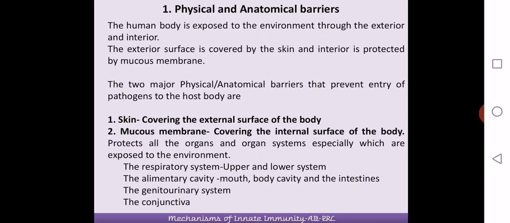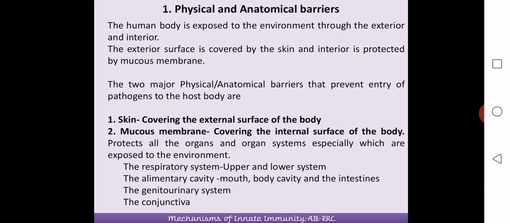So the anatomical barriers are nothing but the defense developed by the body as a structural barrier. As a structural part, there are certain defense strategies developed or naturally present in the body. We know that our body is exposed to the environment in both ways, that means on the exterior surface and also on the interior surface. And we know that the human body is like a cavity.